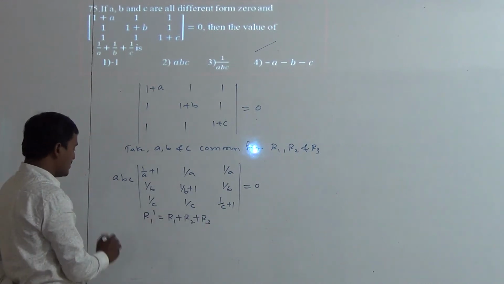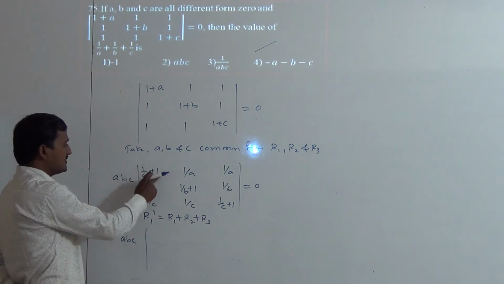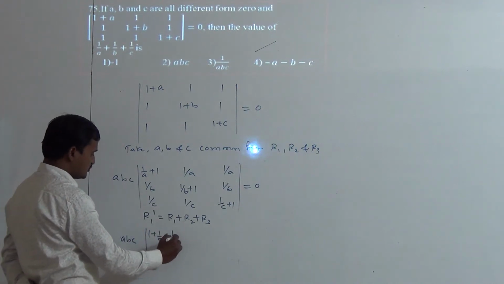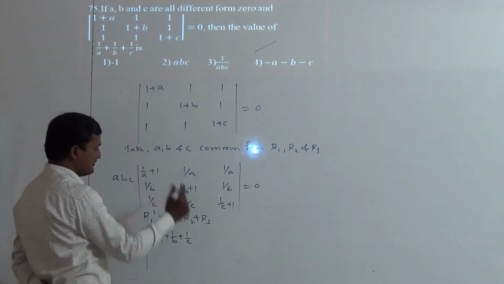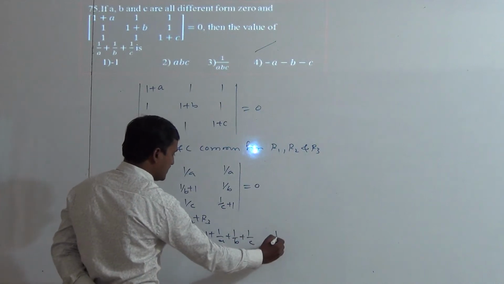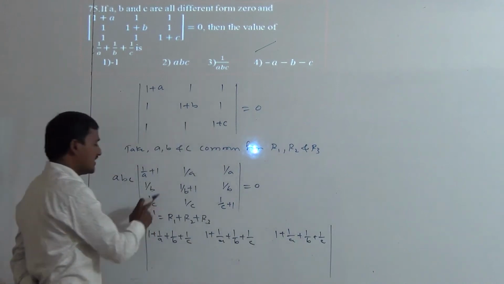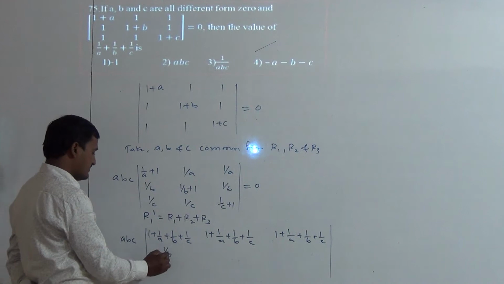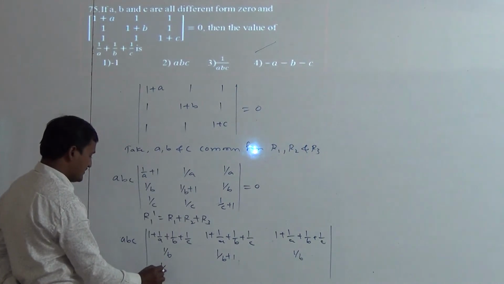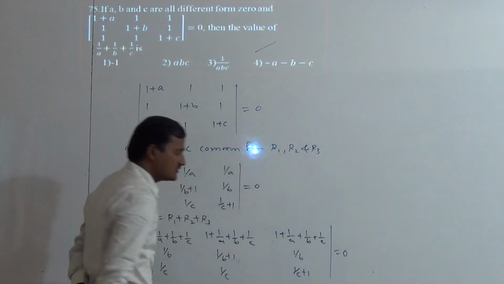So if you apply this operation, then it becomes a into b into c. So clearly it is 1 by a plus 1 plus 1 by b plus 1 by c. So clearly 1 plus 1 by a plus 1 by b plus 1 by c, right? Similarly here also 1 by a plus 1 by b plus 1 by c, and clearly 1 plus 1 by a plus 1 by b plus 1 by c, right? And r2 and r3 as it is, so clearly it is 1 by b, here it is 1 by b plus 1, here it is 1 by b, and here it is 1 by c, and it is 1 by c plus 1. This determinant equal to 0.